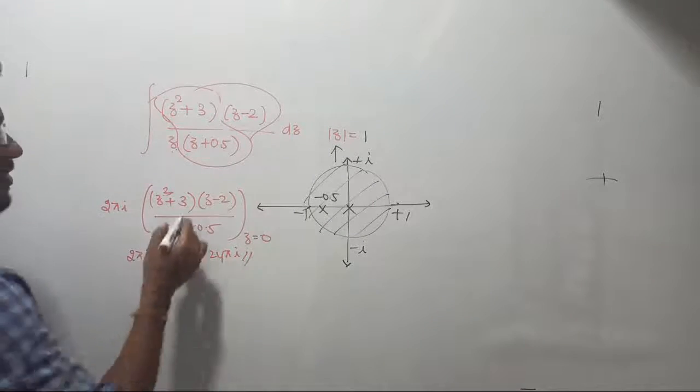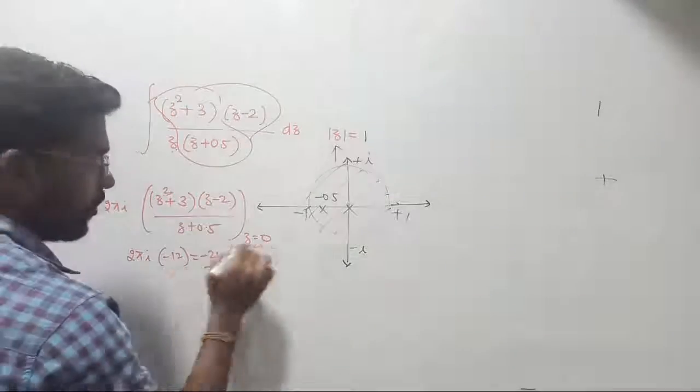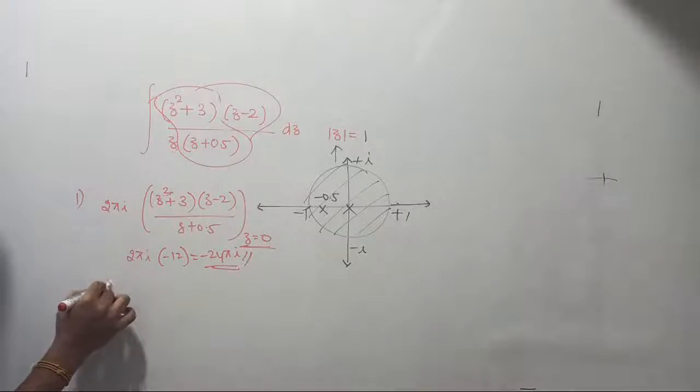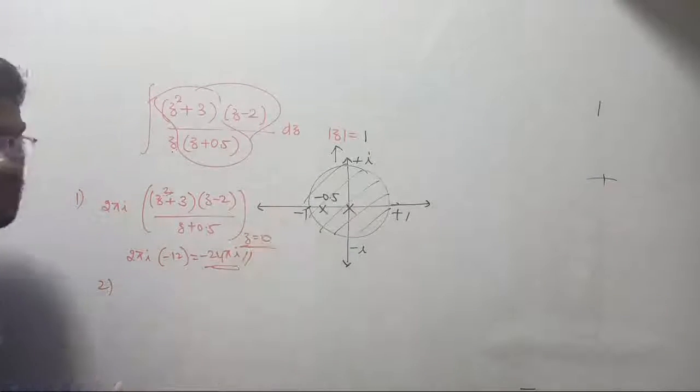Suppose you are considering the first pole, when we are removing z equal to 0, right, for the first one. For the second, we should remove the second pole also. That pole also lies inside the region.